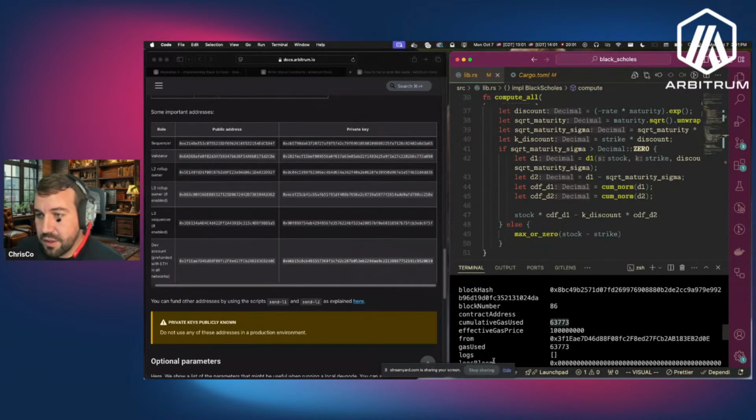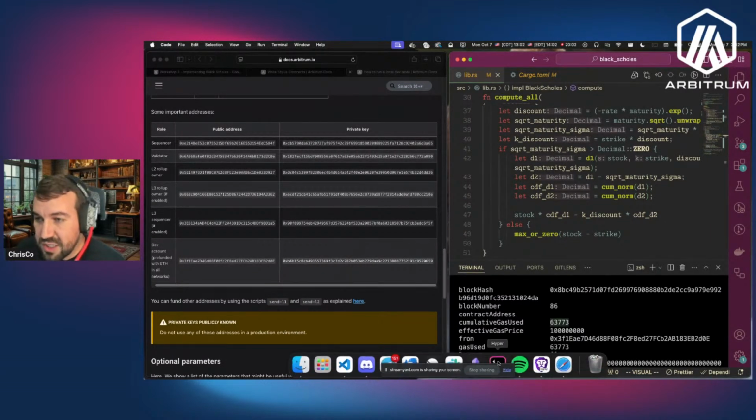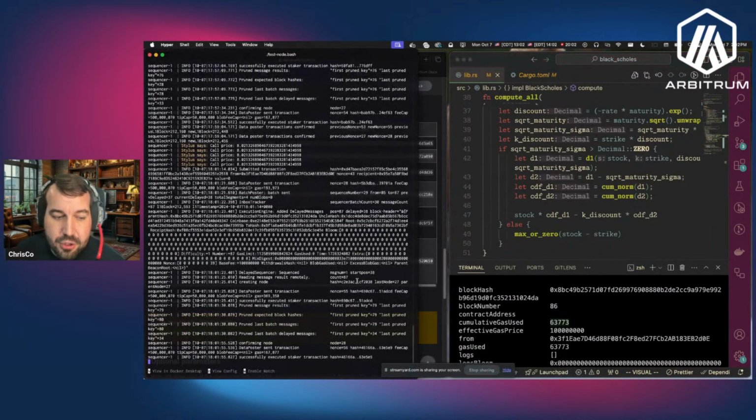I don't think with even Solidity, if it was feasible to do within the constraints, you'd be able to get the price below the low millions. But you see here, it computed the call price for that option as $8.02. So the call option price should be $8.02.